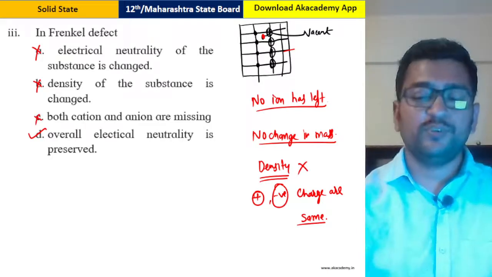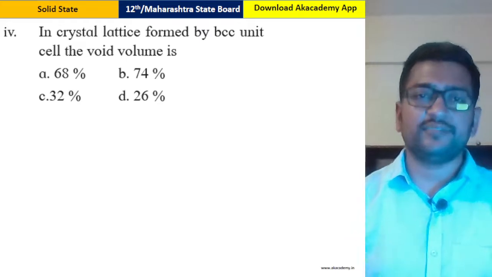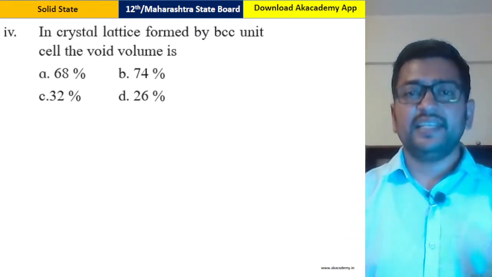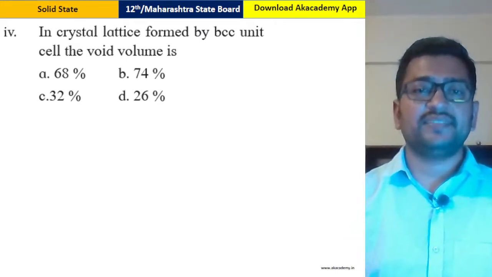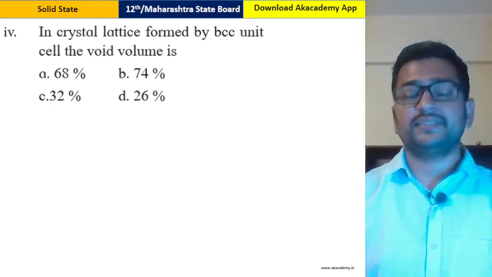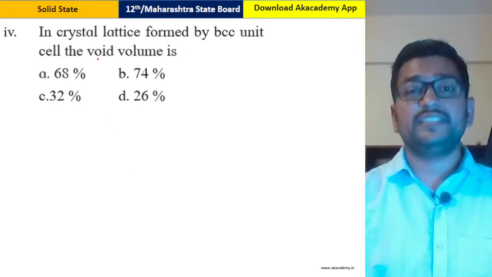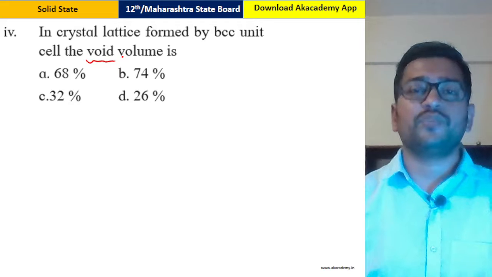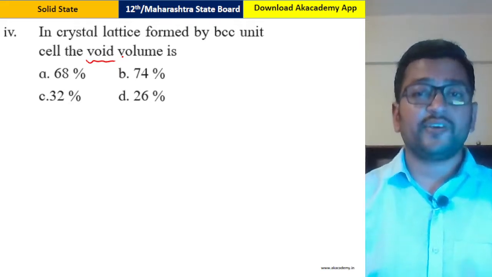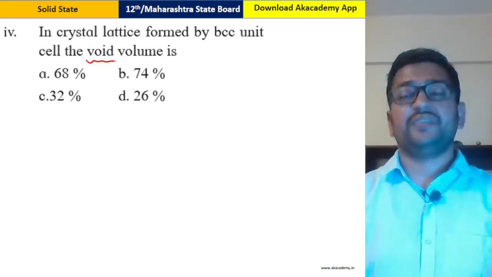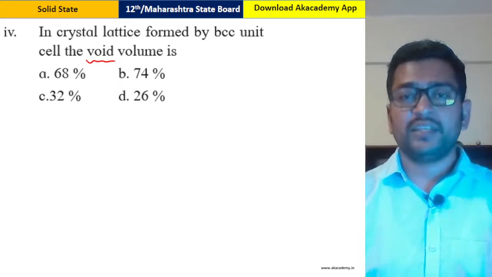Now let's move ahead, my dear students. Let's see this one. So what does it say? In a crystal lattice formed by BCC unit cell, the void volume is. So please remember, please be careful. They are asking about void volume. They are not asking about APF, atomic packing fraction, right?